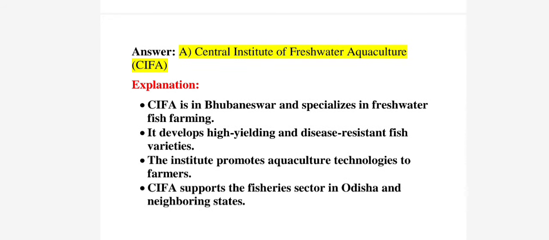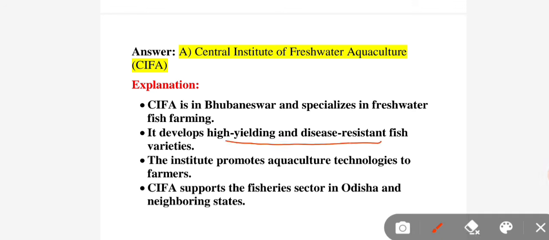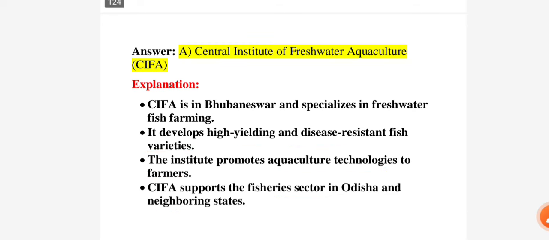If I talk about CIFA, it is in Bhubaneswar and specializes in freshwater fish farming. It develops high yield and disease resistant fish varieties. The institute promotes aquaculture technology to farmers. CIFA supports the fisheries sector in Odisha and neighboring states.